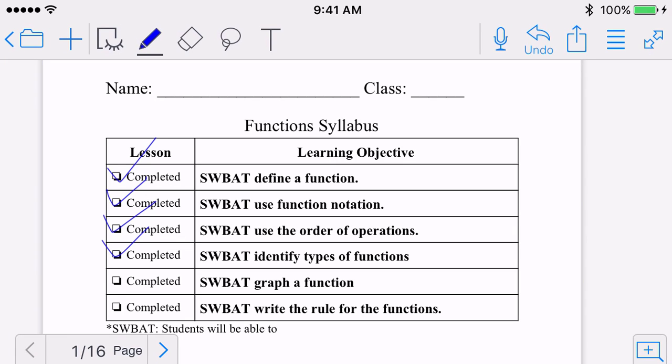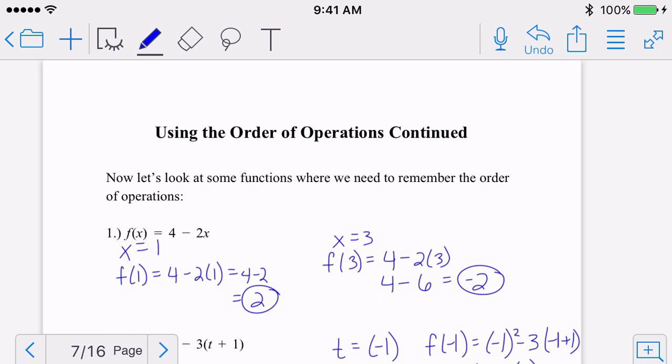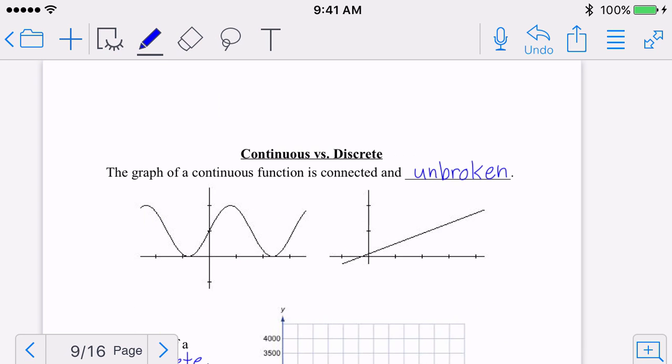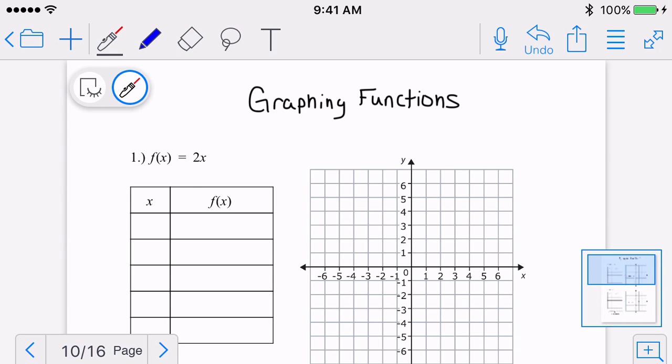Right, here we go with graphing functions. So we've already seen how to do some stuff with tables. We've seen what some graphs look like. So we're going to see today how to actually make these graphs. So this first one here is f of x equal to 2x.